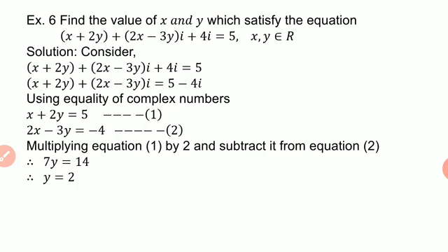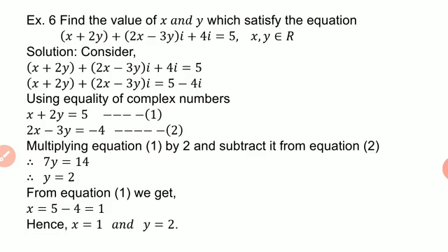Now put this value of y in one of the equations. So put this value of y in equation number 1. From equation 1 we get x is equal to 5 minus 4, which is equal to 1. And hence x is equal to 1 and y is equal to 2. These are the values of x and y for example number 6. Now see the next example, example number 7.